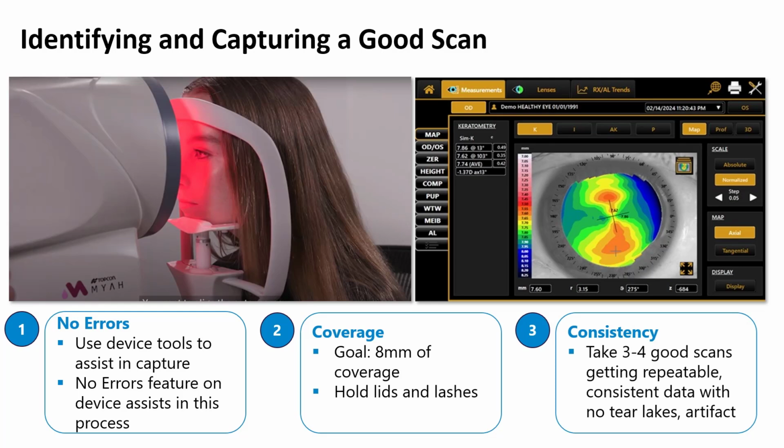And then finally, overall consistency is going to be really important. When I say consistency, I mean you want to have 3 to 4 good quality scans that don't have any artifacts or any tear lakes inferiorly that have formed. On top of that, we also want to make sure that the data is repeatable. So you want to be looking at the Ks, the SIL, and the eccentricity on each of your scans and making sure that those values match closely across your 3 to 4 good quality baseline scans. That way, you know that the baseline that you're choosing to design from is going to be true to their cornea. So you'll most likely get the best outcomes that way.